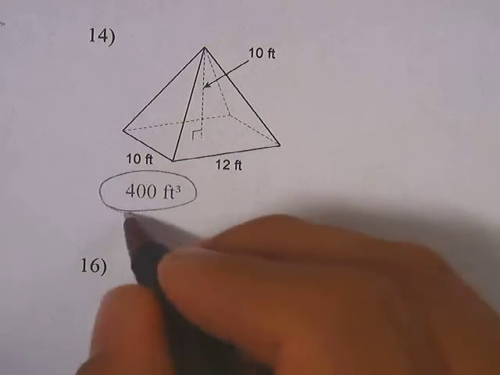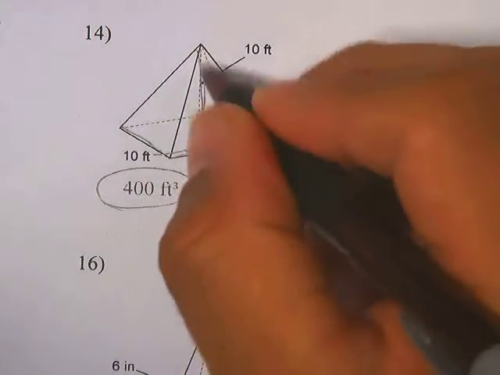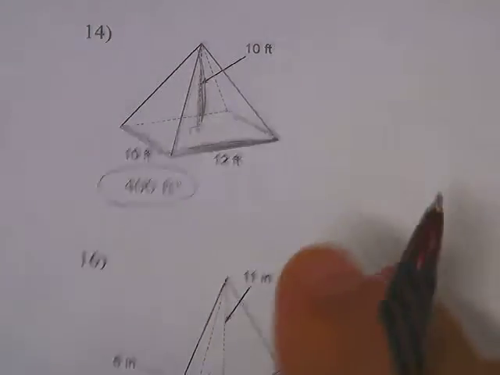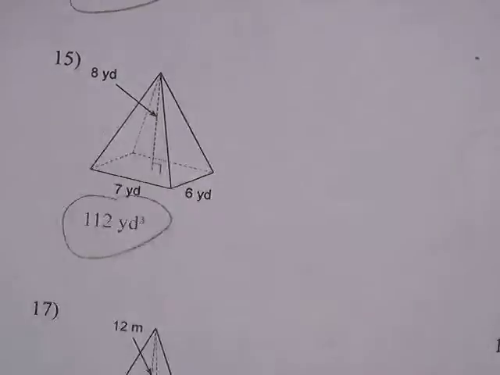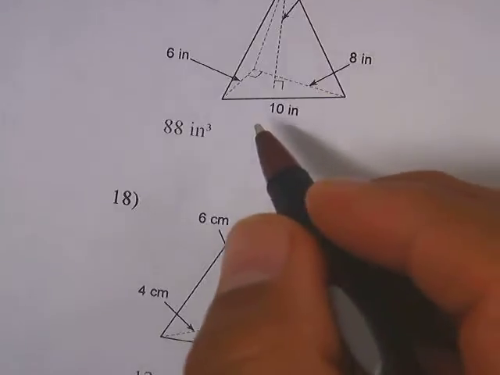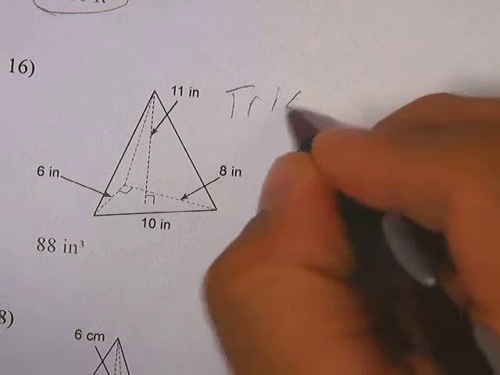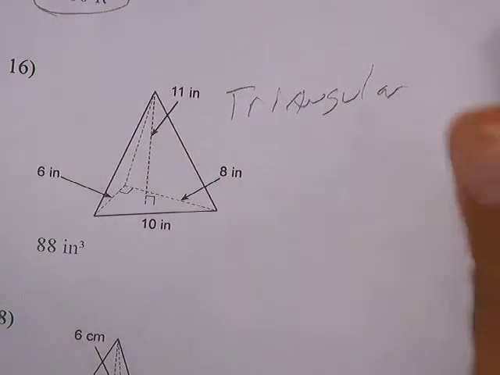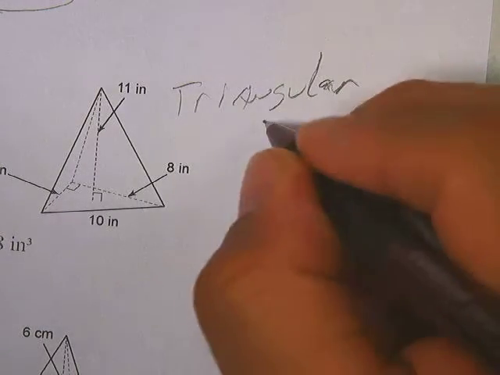Okay. Number 12. There you go. Okay. 13. Another rectangular prism. I'm sorry, pyramid. Rectangular pyramid. 14. There you go. Length times width times height divided by 3. Another rectangular pyramid is the answer.